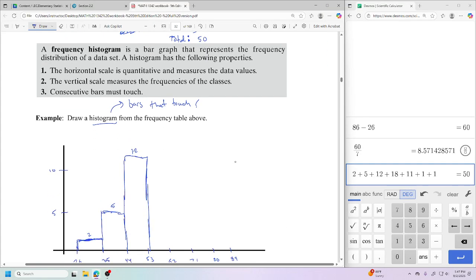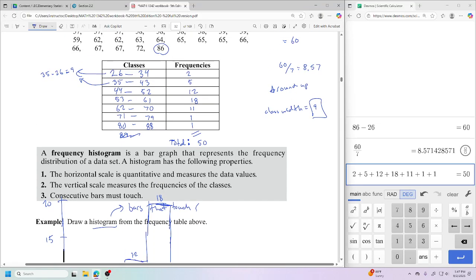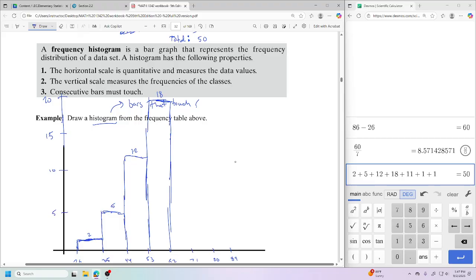18. Oh my gosh, I didn't account for the 18. That's 15. Whoops. There's 20. So we're like way up high now. Oh my gosh. Bars that touch. Whoops. 11. So a little bit lower than the other one.